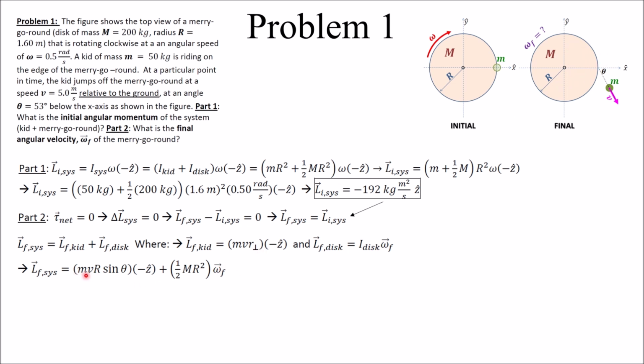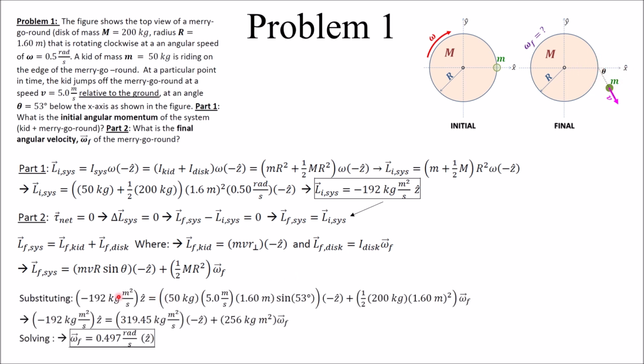And for the kid, we want to look at the perpendicular velocity. So we have this mvr perpendicular, and what we need there is mvr sine theta. So sine of theta is the opposite, so we want to look at the amount of velocity which is perpendicular or tangential.